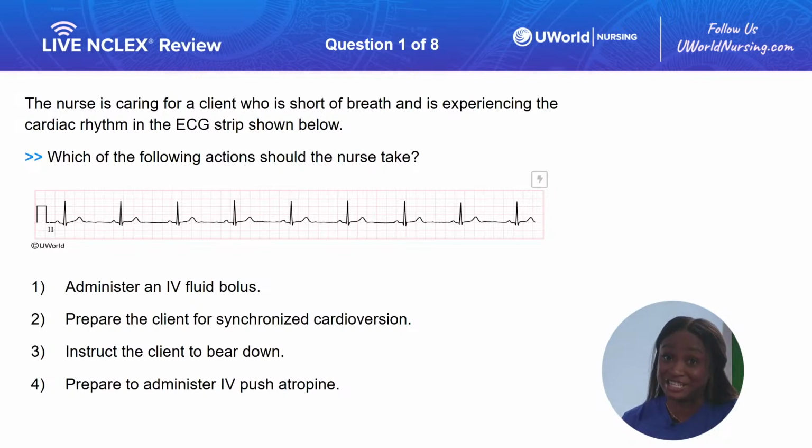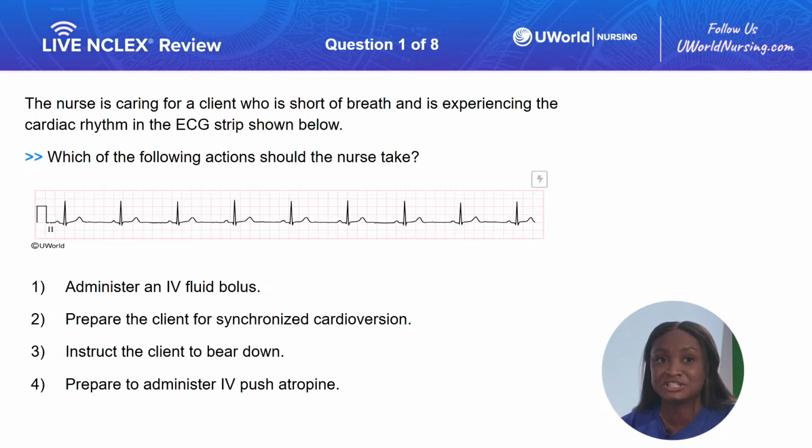First one, EKG. A lot of people have problems with the EKG, so I will help you guys through this. The nurse is caring for a client who is short of breath and experiencing the cardiac rhythm in the ECG strip shown below. Which of the following actions should the nurse take? I want to also give you a hint for this one. In our case, this is a 10-second strip, so think about that when you're calculating anything that you might have to calculate.